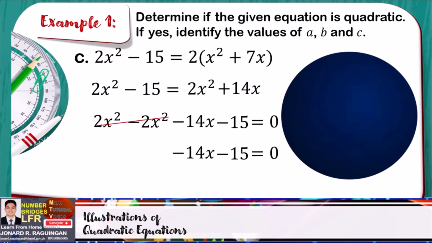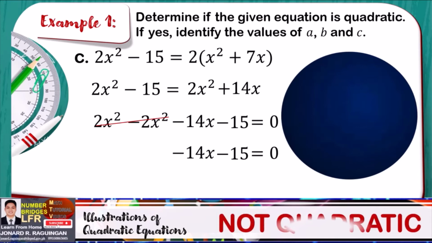Since the resulting equation has a degree of 1, then it is not a quadratic. Thus, negative 14x minus 15 is equal to 0 is a linear equation.